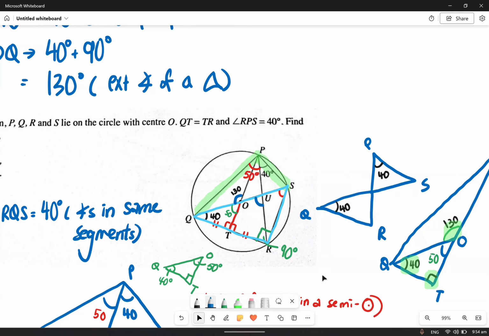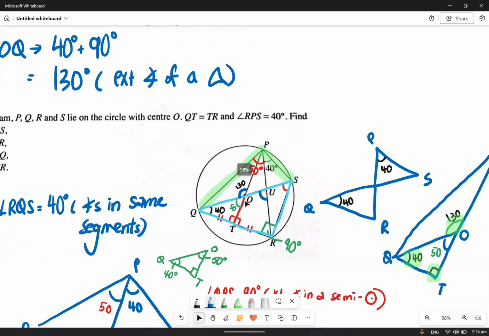Is there anything else that we know? Let's see, whatever we can find, we find first. POS is 50. Wait, which one? POS. Why do you say POS is 50? Because angles on a straight line. Can you see QOS as the diameter, as the straight line? Do you agree or disagree? Okay, 50 is over here. What else?